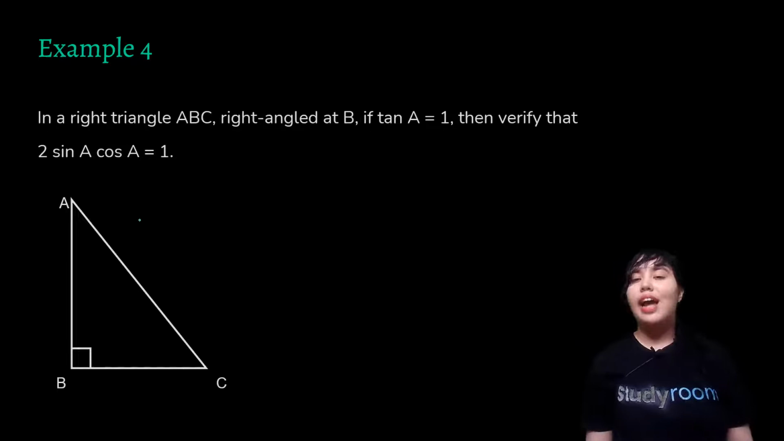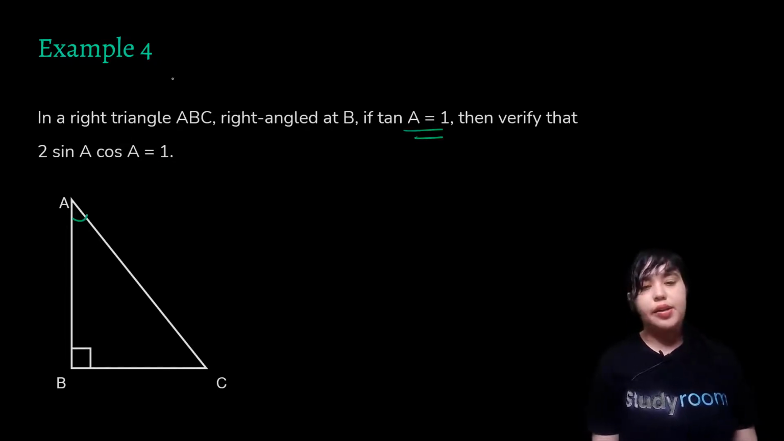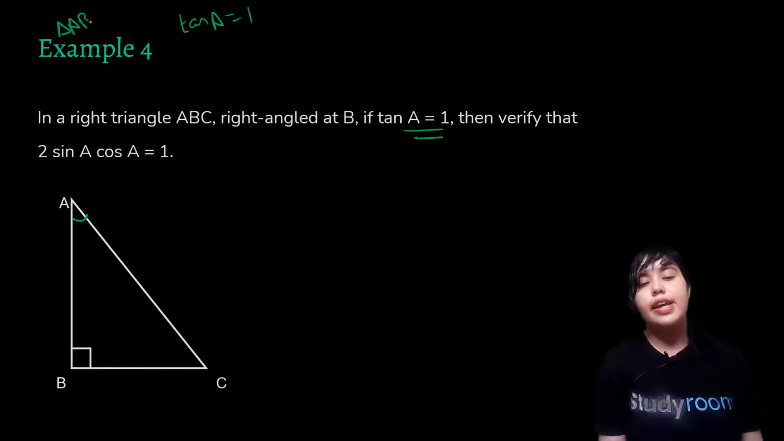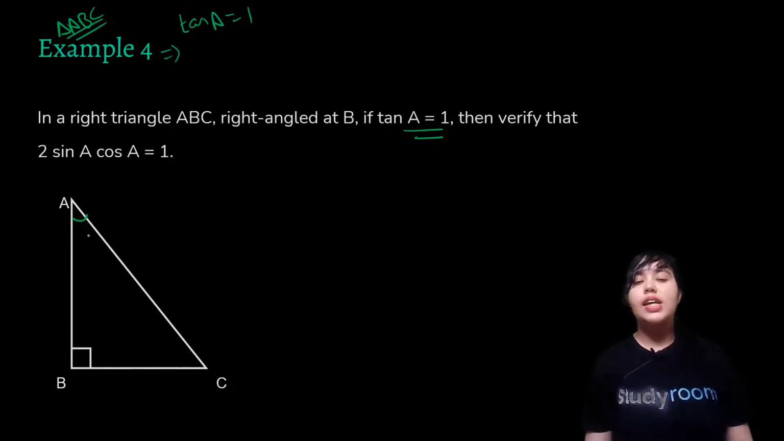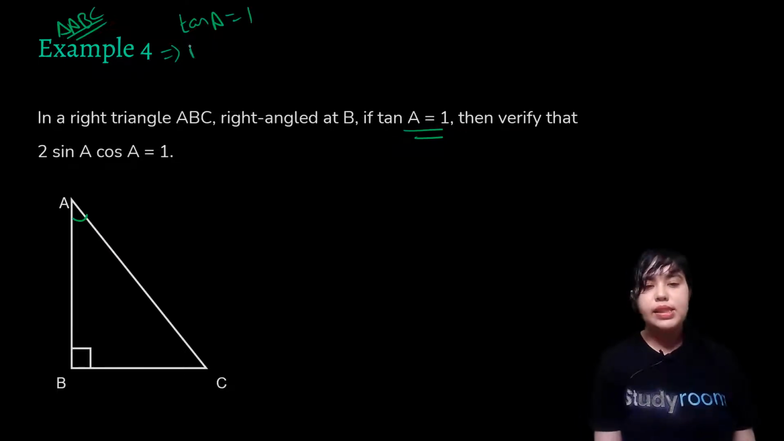Then you have been given a right angle triangle ABC, right angled at B. If tan A is equal to 1, you have to verify that 2 sin A cos A is also equal to 1. So we are considering this angle A over here. So first of all, it is given tan A is equal to 1, we are considering triangle ABC. What is the tan A formula wise? It is side opposite upon side adjacent. What is the side opposite to angle A? That is BC, and the side adjacent to angle A is AB.